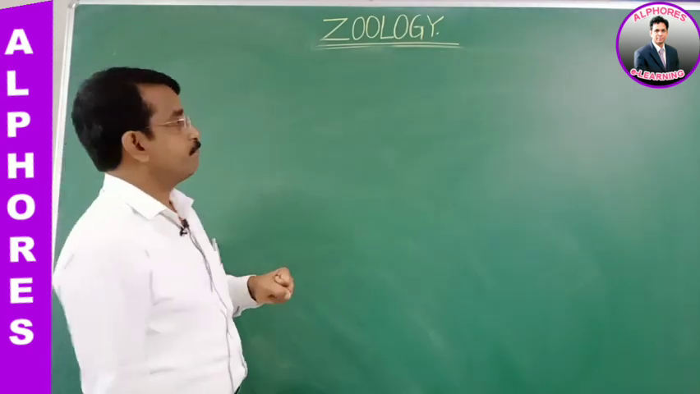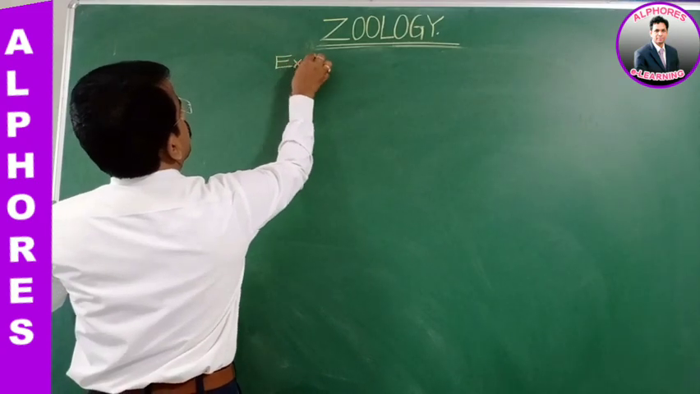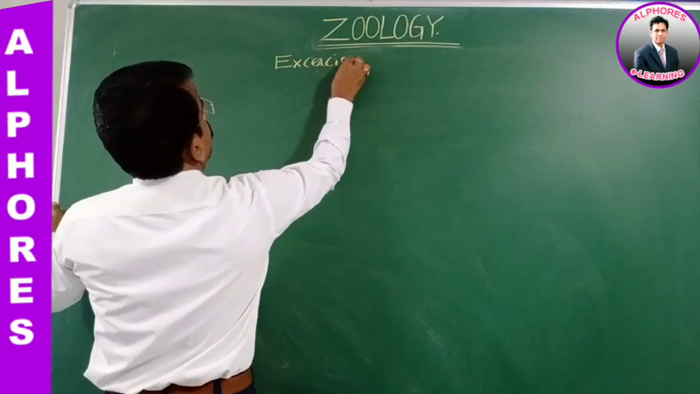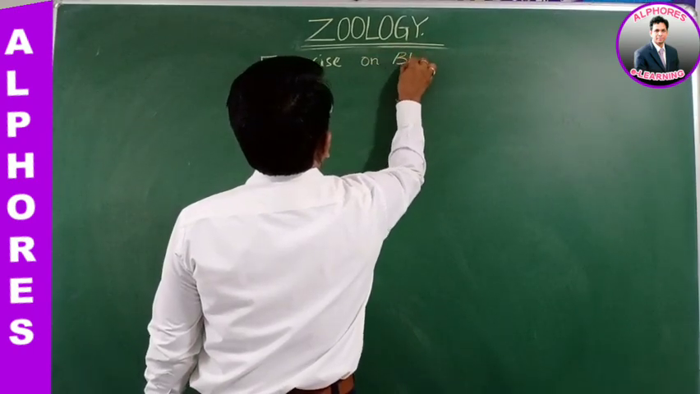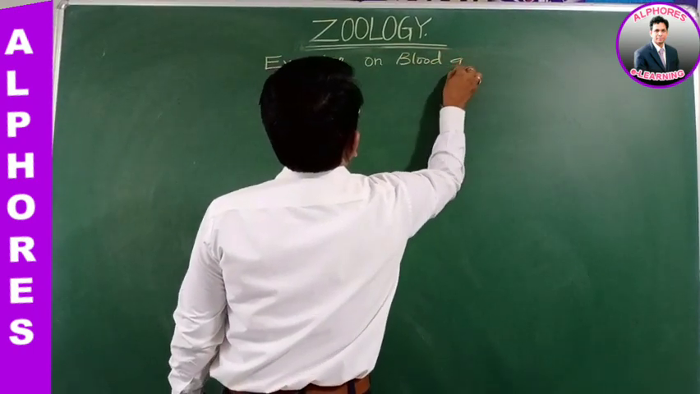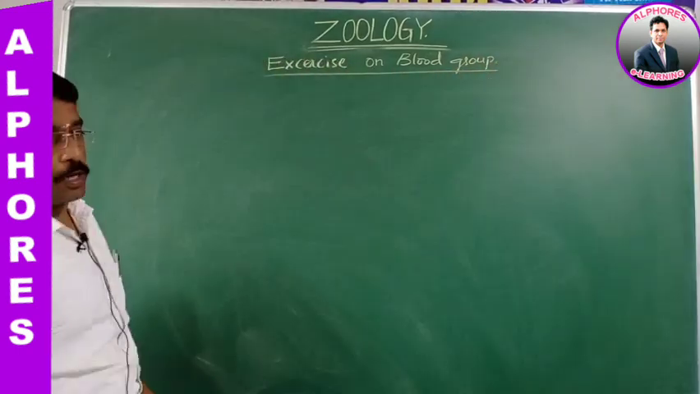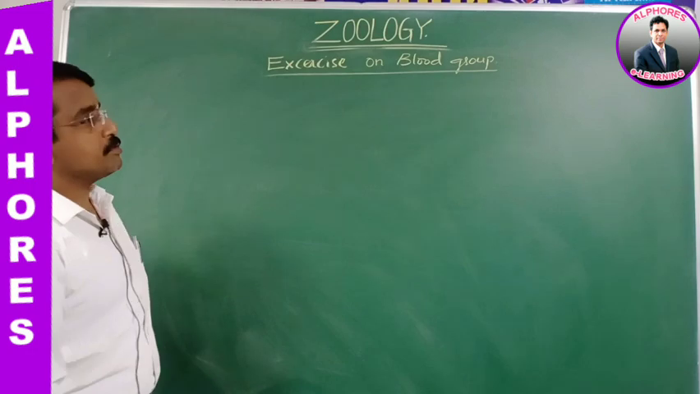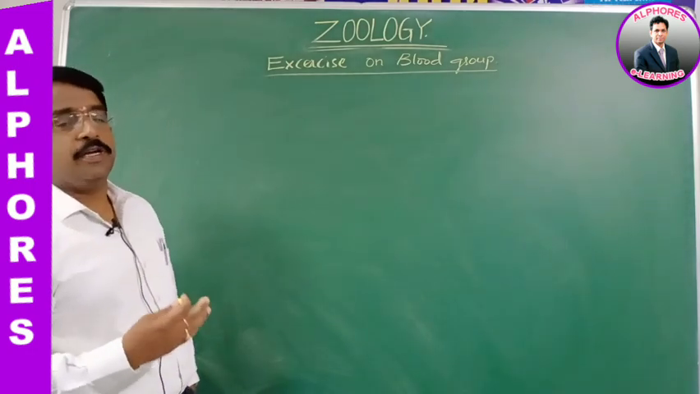Now we'll see some exercise on blood grouping. Now we'll see an exercise on a blood group. Look at here. What do you mean by this? It means what are the possibilities?